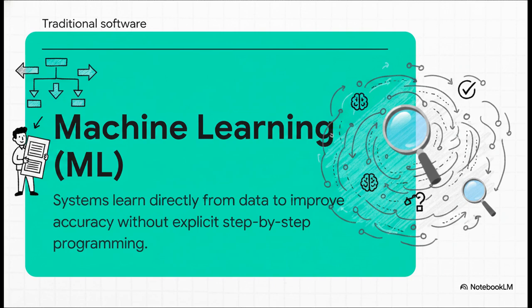Let's open that first doll to look at the real engine here, which is machine learning. Before machine learning came along, traditional software required developers to write out these explicit, agonizingly detailed step-by-step rules for a computer to follow. Machine learning completely flipped the script. It's a subset of AI that allows systems to learn directly from data and improve their accuracy over time without those rigid rules. Instead of programming a computer on exactly how to solve a problem, you just feed it data so it can discover the patterns all by itself. It's a total game changer.